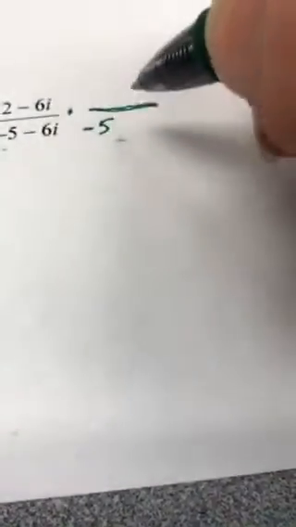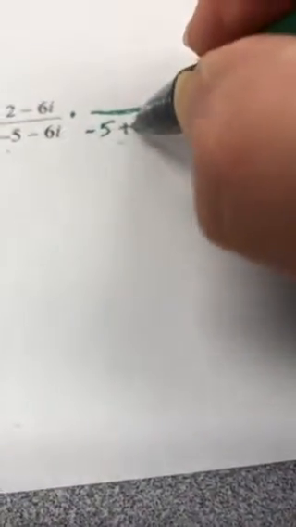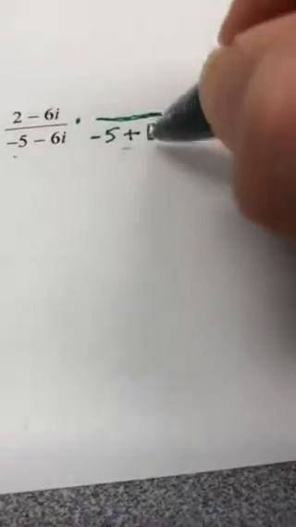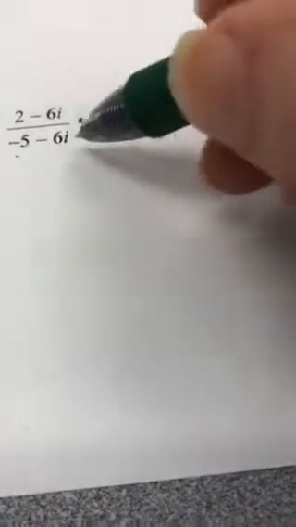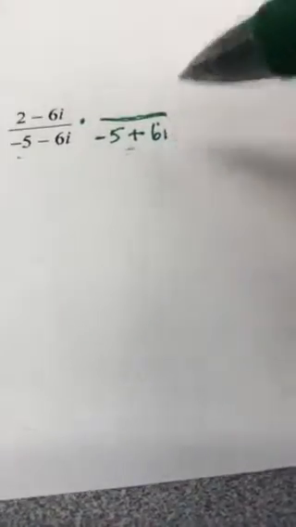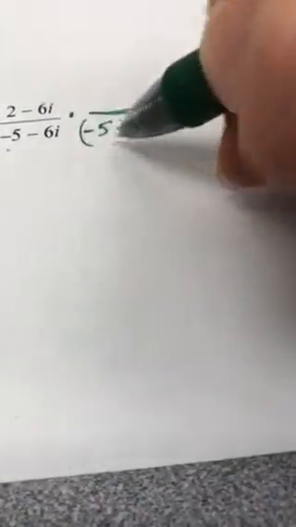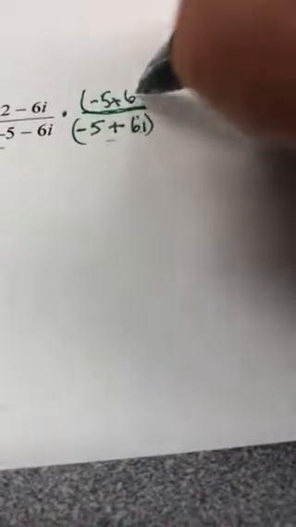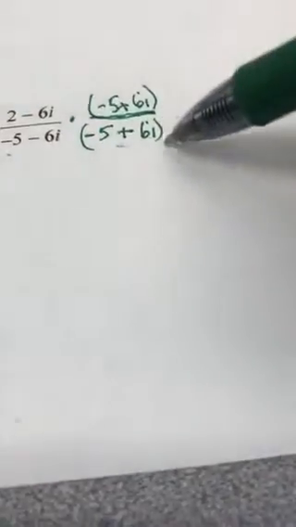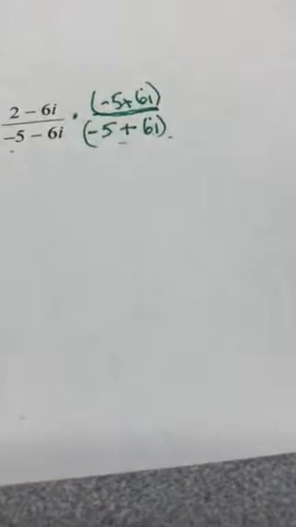So we keep the first one the same, -5, and we change the symbol in the middle. It was minus, it's going to be plus now, 6i. The reason we do that is so when we FOIL this, the i will go away. There will be no i in the denominator. Now, whatever you do to the bottom, you have to do the exact same thing to the top. Do not change it, do not question it. Whatever's on the bottom has to be the same thing on top.